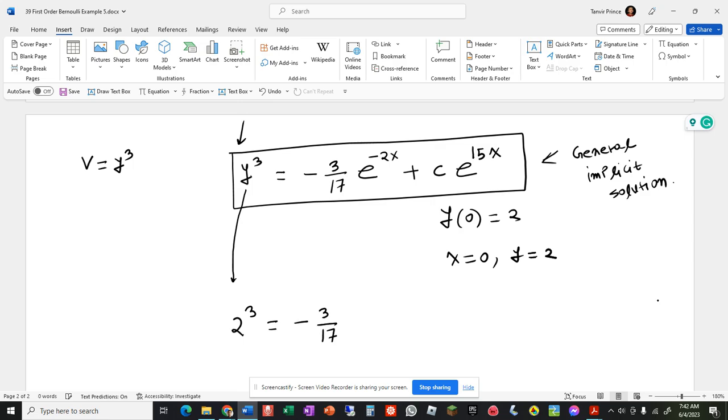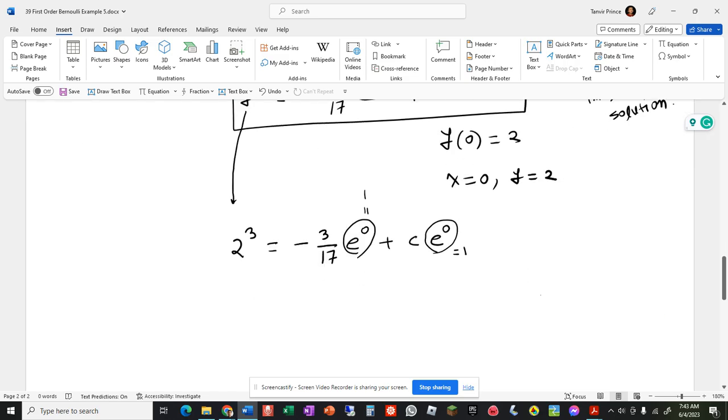So when I replace x by 0, it's just e to the power 0 plus c e to the power 0. And e to the power 0 is 1. So at the end of the day, all I have is 8, and then let's just move it to the other side. So I get 8 plus 3 over 17 equal to c. So I got my c.